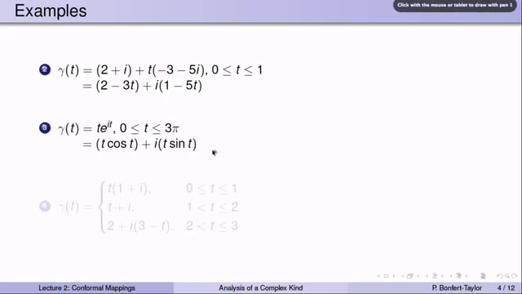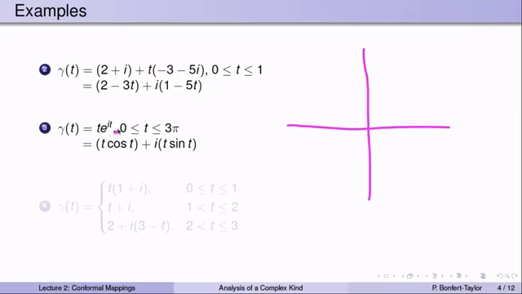Here's another example. Gamma of t equals t times e to the it. Again, let's try to draw this. This time, we're letting t run from 0 to 3 pi. Gamma of 0, or 0 times whatever, is equal to 0. Gamma of 3 pi is equal to 3 pi times e to the i times 3 pi.